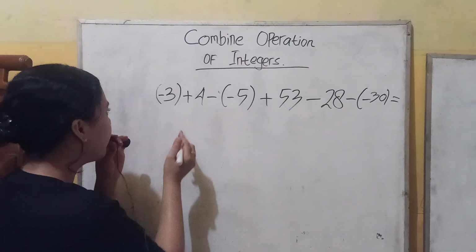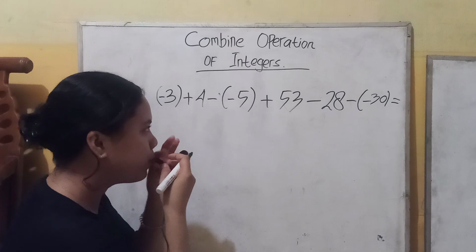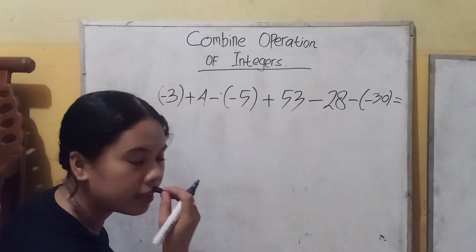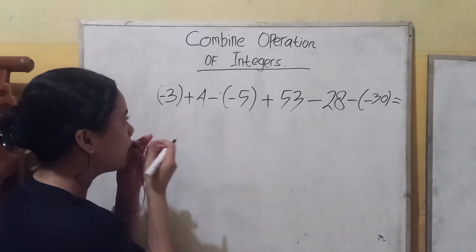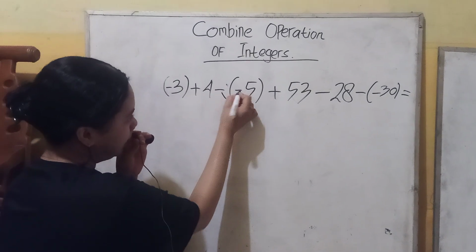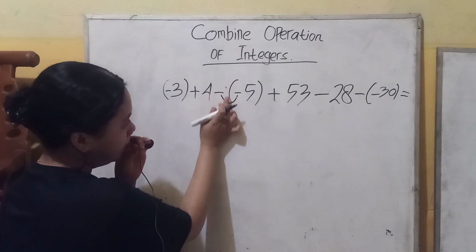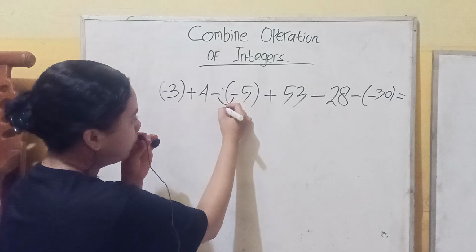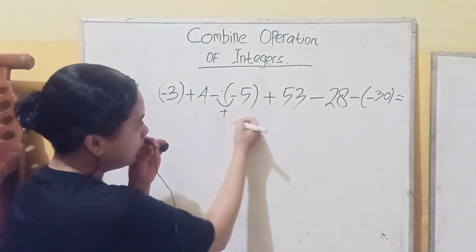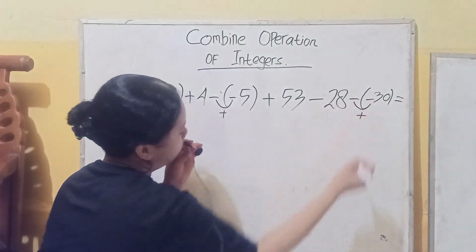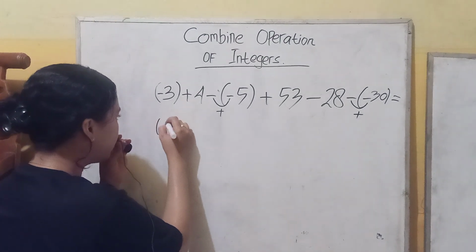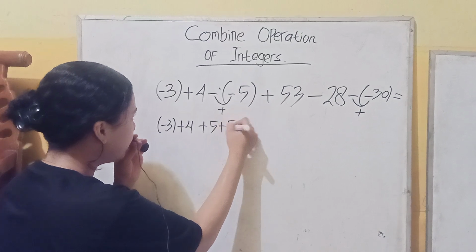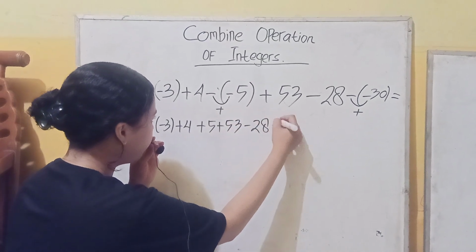Okay, so here, if you see two signs that are not separated by a number, it means there is no number in the middle, you should multiply them. So here we have the signs negative and negative, with no number between both of them, it means you need to multiply them. So negative times negative is positive, and then you see the sign again, this one, negative times negative, is positive. So the question becomes negative 3 plus 4 plus 5 plus 53 minus 28 plus 30.